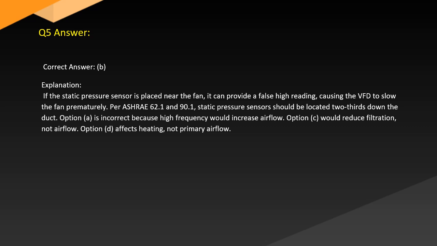Answer. Correct answer: B. Explanation. If the static pressure sensor is placed near the fan, it can provide a false high reading, causing the VFD to slow the fan prematurely. Per ASHRAE 62.1 and 90.1, static pressure sensors should be located two-thirds down the duct. Option A is incorrect because high frequency would increase airflow. Option C would reduce filtration, not airflow. Option D affects heating, not primary airflow.